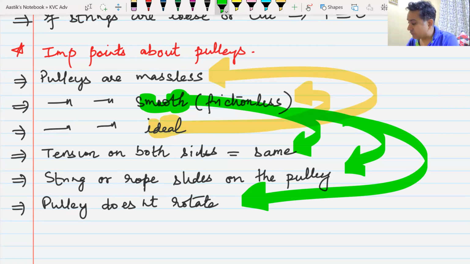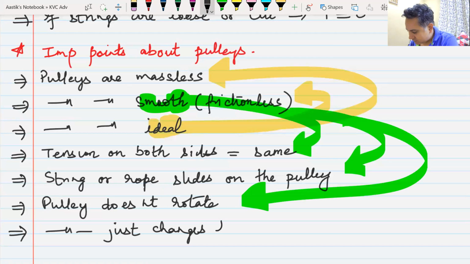Pulley will just rotate. Then what will pulley do? What is the purpose of putting a pulley? Pulley just changes the direction of motion of the two connected bodies.